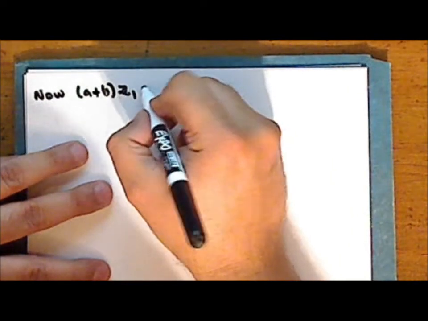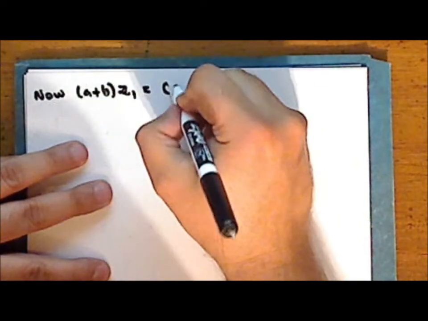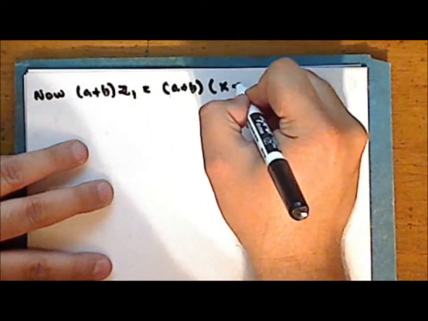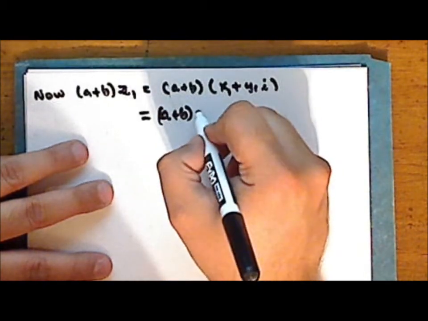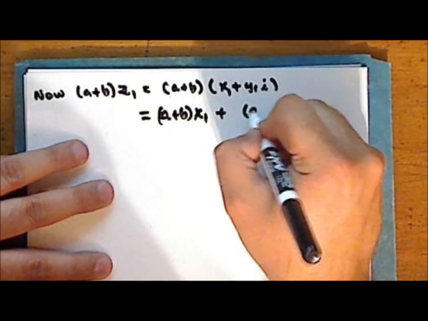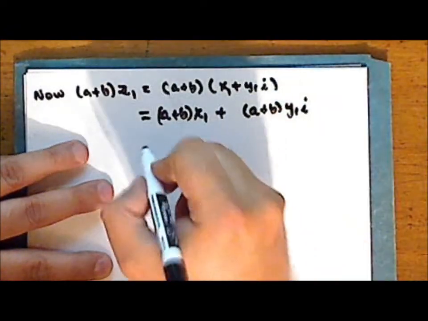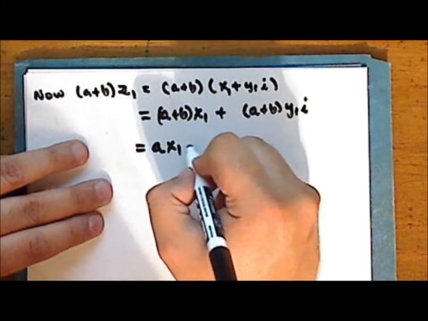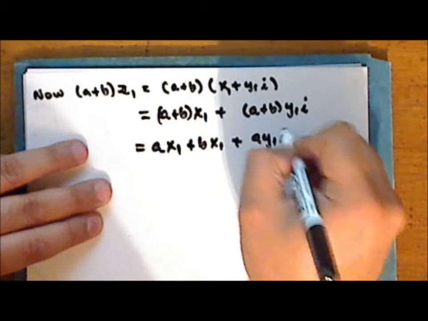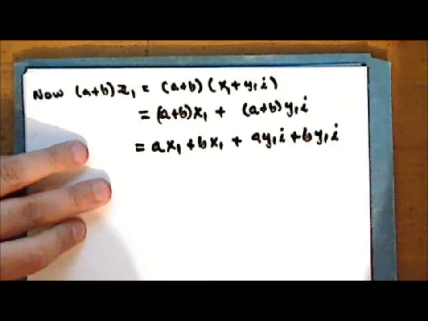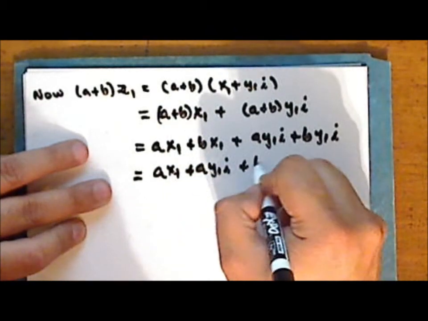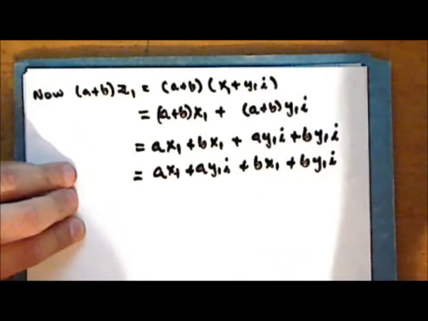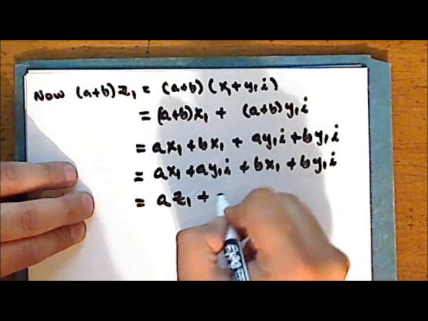Now the sum of scalars A plus B times the vector z sub 1 is A plus B times the number x sub 1 plus y sub 1 times I. So this is the scalar A plus B times x sub 1 plus the scalar A plus B times y sub 1 times I. And this is A times x sub 1 plus B times x sub 1 plus A times y sub 1 times I plus B times y sub 1 times I. And this is the same as A times x sub 1 plus A times y sub 1 times I plus B times x sub 1 plus B times y sub 1 times I. So this is the same as A times z sub 1 plus B times z sub 1.